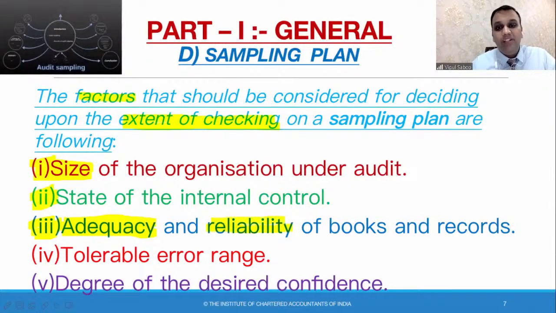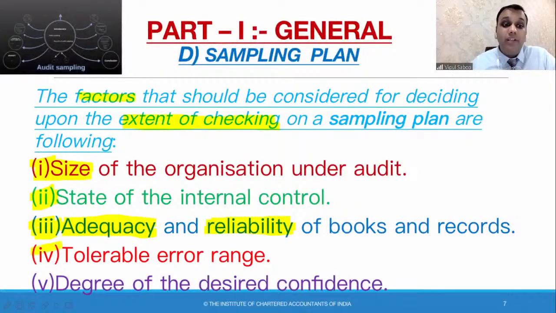Whether you can rely upon the books of accounts given to you is again a matter of professional judgment. By just going through the books of account, you can come to a conclusion whether you can rely, whether the accounts are neat and clean, whether the controls are good. So adequacy and reliability of books and records is also an important factor while deciding upon a sampling plan.